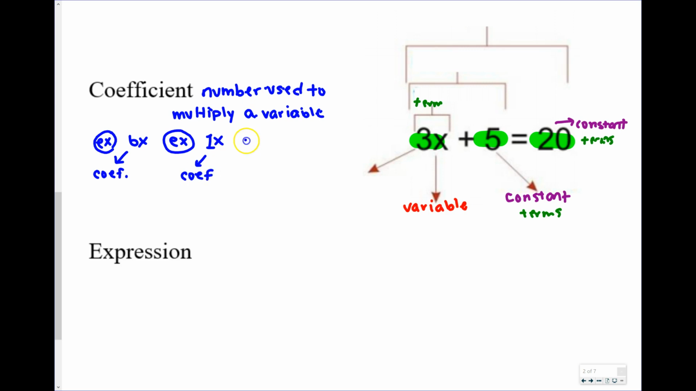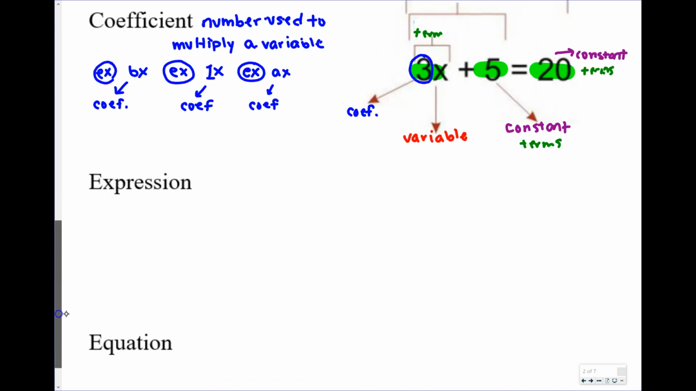Okay? Sometimes we even see things like this, where I've got ax. In this case, a represents a number, so we can call it a coefficient. So there's 3 different ways we can see coefficients. In terms of this example, the 3 right here, that is my coefficient for the x. Now I don't have any other variables in this example, so I only actually have one coefficient here, which is 3. Okay? Really important to understand what I mean when I say coefficient.